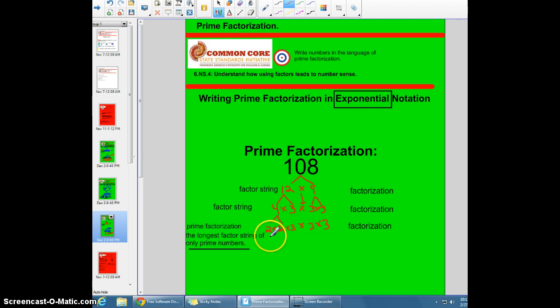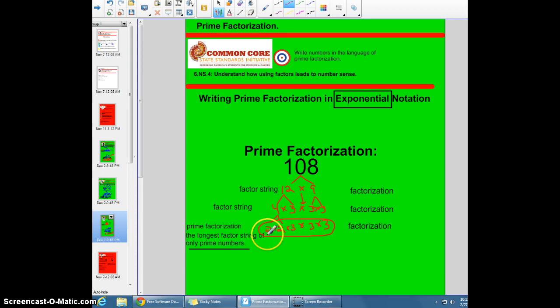And now I check. Are all of these numbers prime numbers? They are, because each of these numbers only has itself and the number 1 as factors. Prime factorization is the longest factor string of only prime numbers. This, boys and girls, is the prime factorization for 108. 2 times 2 times 3 times 3 times 3, or 12 times 9, or 4 times 3 times 3 times 3, all make 108. The only difference is that this string is made up of only prime numbers. Therefore, it is called the prime factorization.